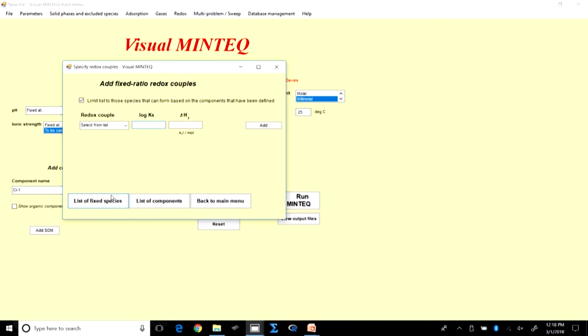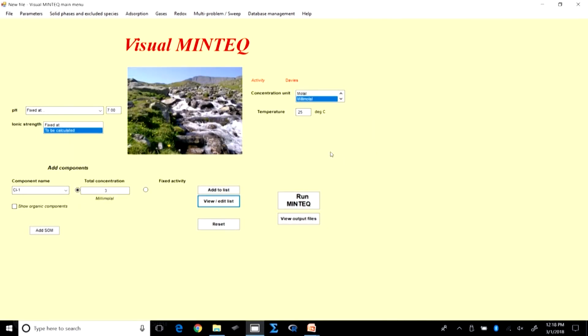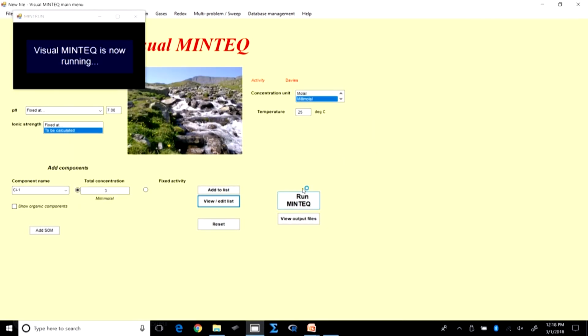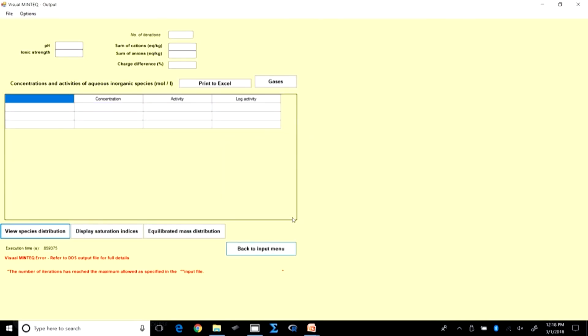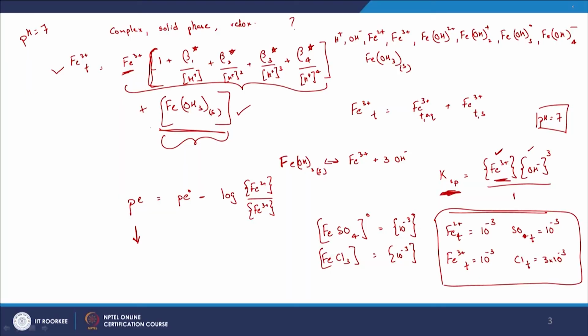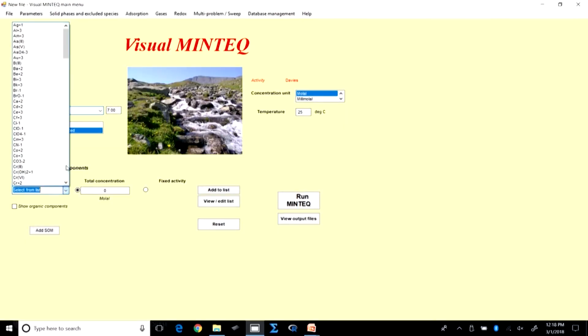Back to list of fixed species, let's say. So for now I'll delete the species, we are going to come back to that again, and without the redox couple, let's try to understand the system here. Okay, so let me restart that because I removed the relevant aspect there. There seems to have been a minor error. Let's redo that. So I'm going to fix the pH at 7.